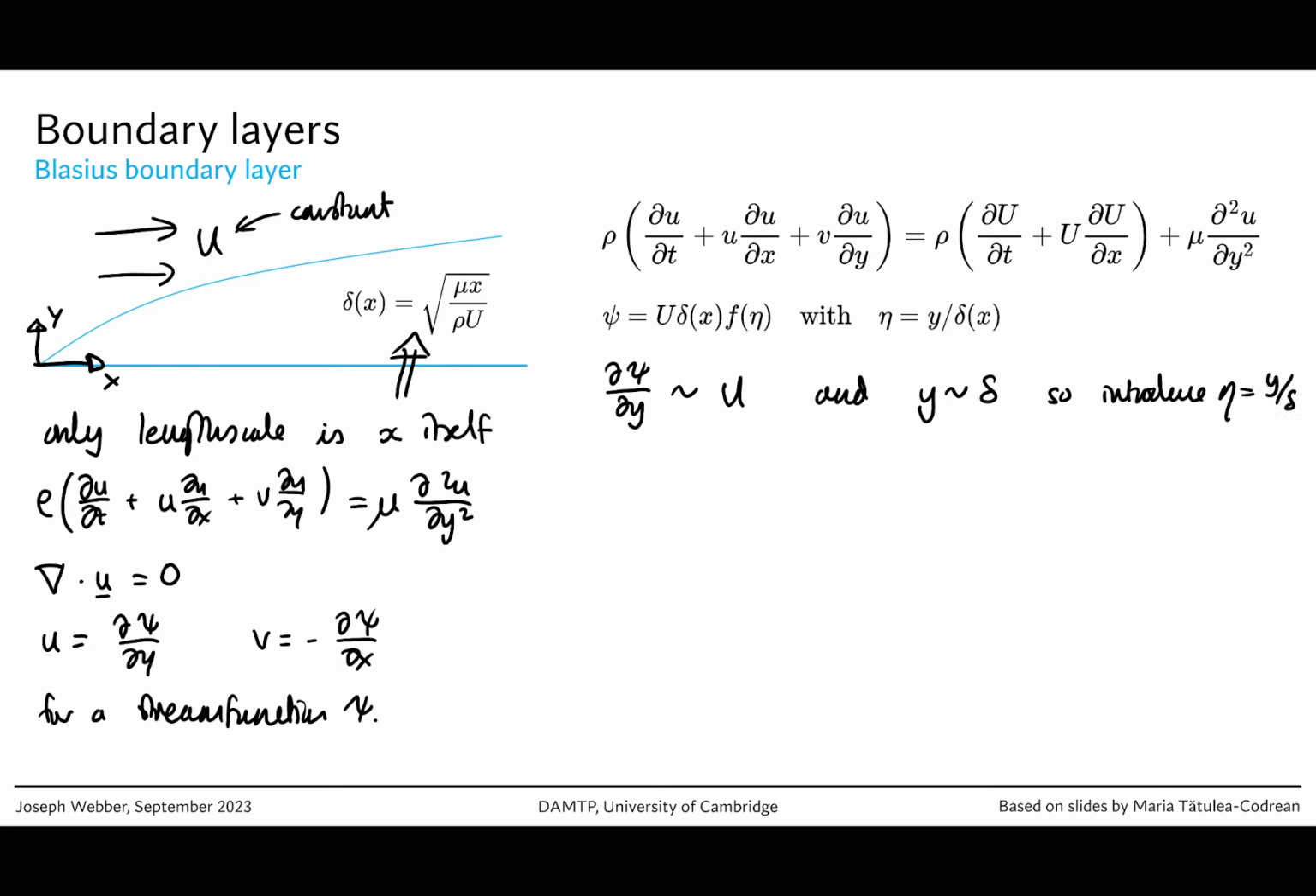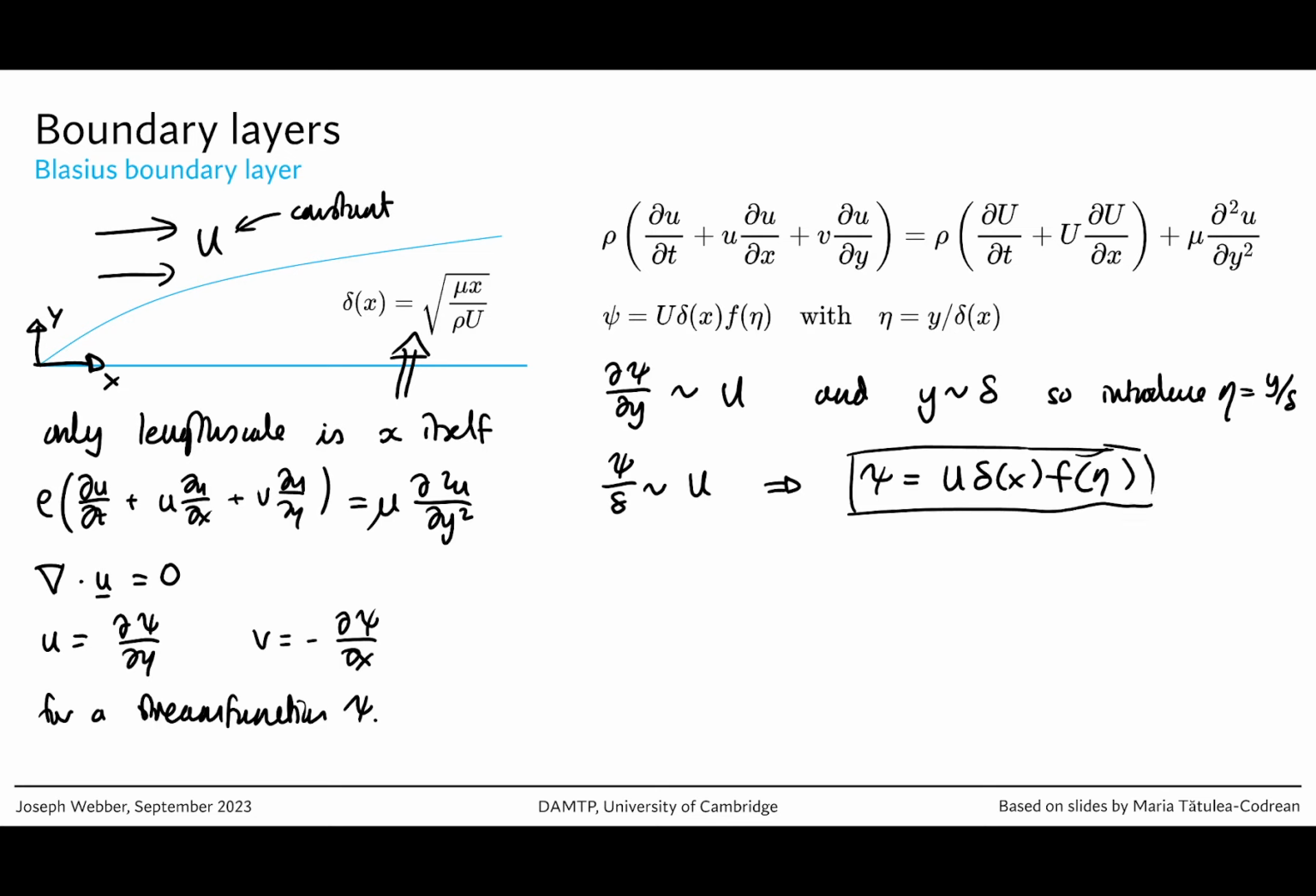That means that psi over delta scales like U, but is not necessarily equal to it. It might be modified by some factor. So we can just write psi is equal to U delta(x) times a function of this eta variable. This is the justification behind finding similarity solutions. So we look for solutions of this form here.